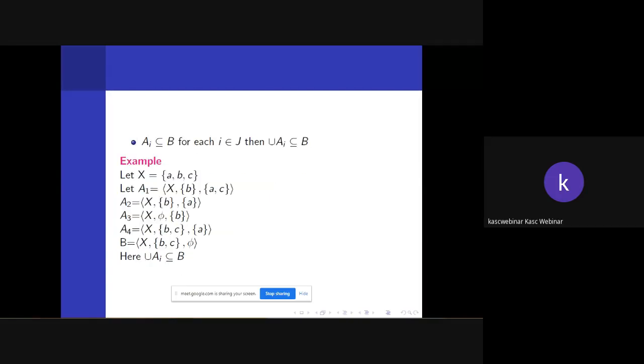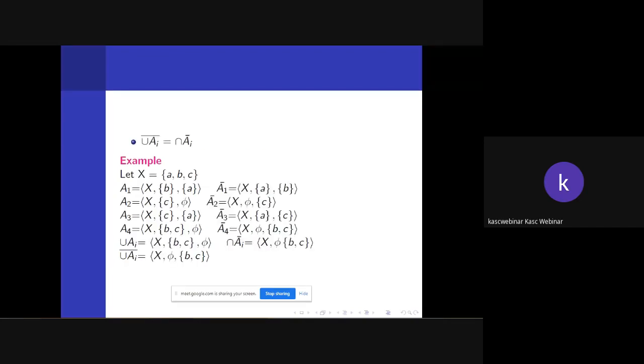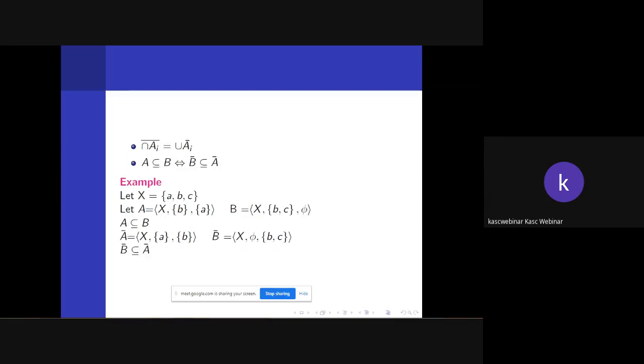Similarly, it doesn't mean that only one set should be a subset of B. If there is more than one set, and the Ai sets are subsets of B, then the whole union of those sets will also be a subset of B. Similarly, if B is a subset of some collection, B subset of A1, B subset of A2, B subset of A3, B subset of A4, and so on, then B will also be a subset of the intersection of Ai. The complement of the union of Ai is the intersection of Ai complement. So you should know how union has to be taken and how intersection has to be taken. If you are well versed in these operations, you can operate it. The complement of the intersection of Ai is the union of Ai complement. So A is a subset of B if and only if B bar is a subset of A bar. I have shown that with the example.